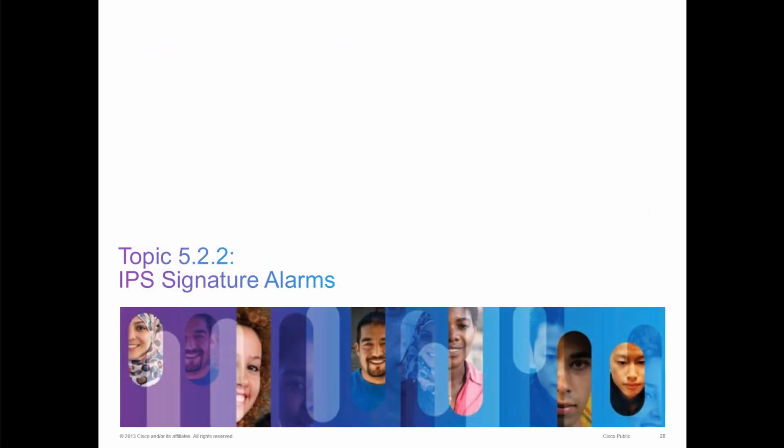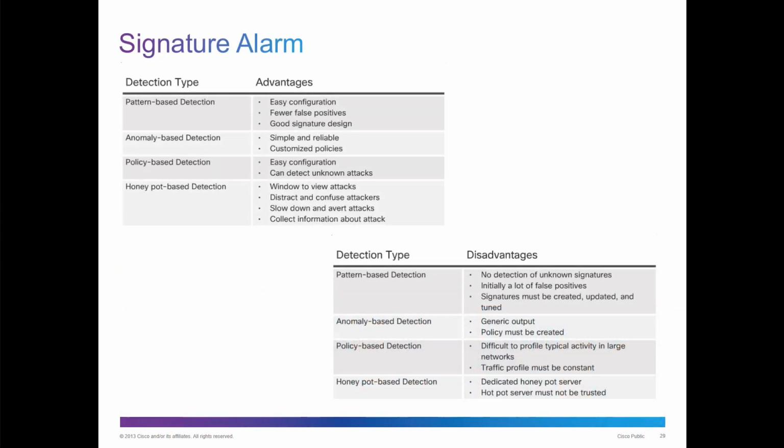IPS signature alarms. So the detection type is pattern-based, anomaly-based, policy-based, or honeypot-based. Each has its own advantages and disadvantages. Pattern is easy to configure. Anomaly is simple and reliable. Policy-based is easy to set up again. Honeypot is more of a window to view the attacks.